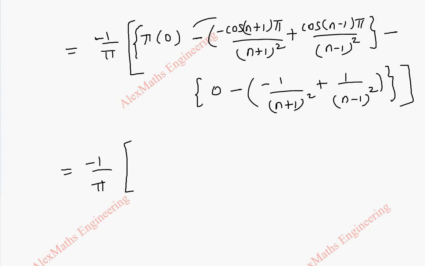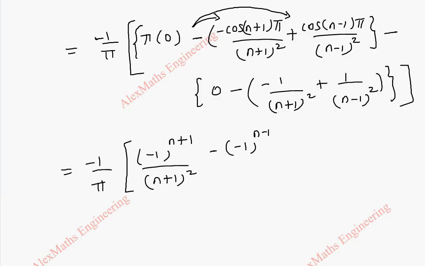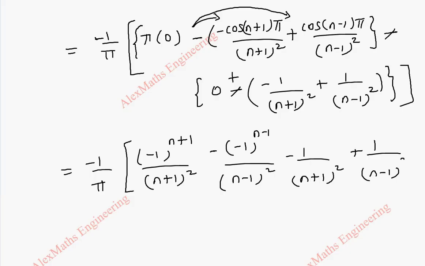Now the first term is 0, this minus I take inside, so it will become cos (n+1)π, which is (-1)^(n+1)/(n+1)². Then this minus sign will go inside, so -(-1)^(n-1), cos (n-1)π is (-1)^(n-1)/(n-1)². Then this minus and this minus get cancelled and become plus, but outside it is plus, and inside there is a minus sign, so -1/(n+1)², again +1/(n-1)².